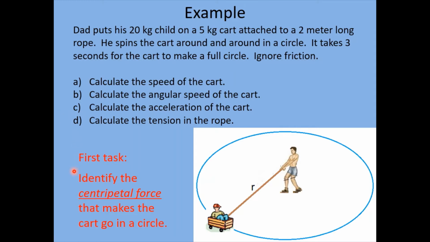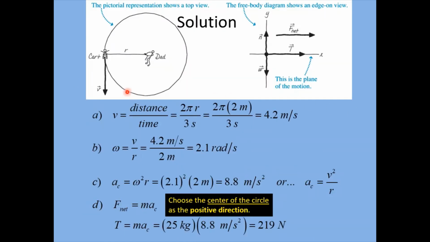So our first task is to identify the centripetal force that makes the cart go in a circle. Well, I think you can look at this picture and figure out pretty easily in this first example, what is the centripetal force? What's the cause or the source of this force that makes this cart go in a circle? So think about this, and then we'll go to the next slide. So the source of the centripetal force is going to be the tension in the rope here. So let's go ahead and just answer these questions.